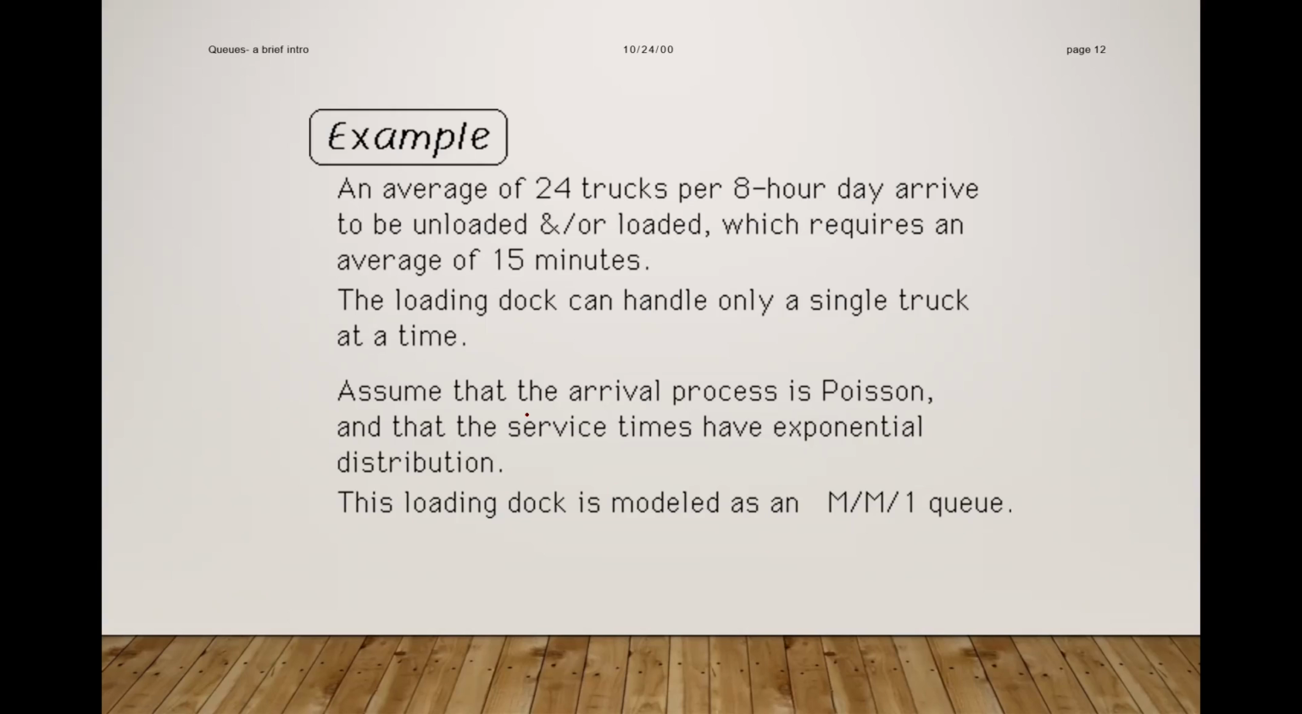So what do we need to compute that we can use to describe this queuing system? The number of people in the system, the average time you will spend in the system, the number of people in the queue, and the average time you will wait in the queue. Okay?